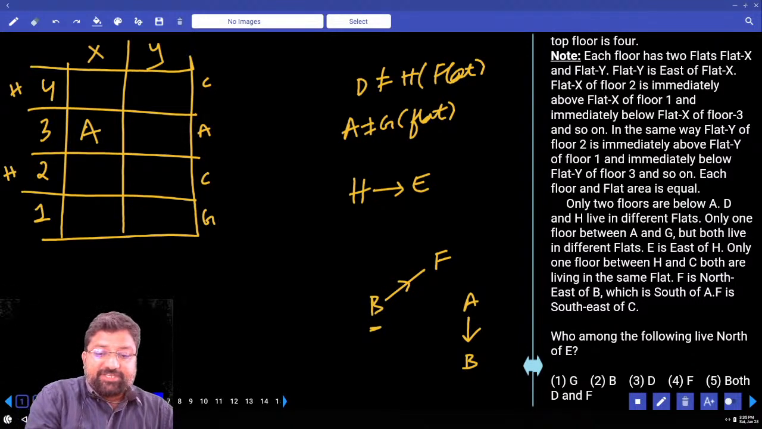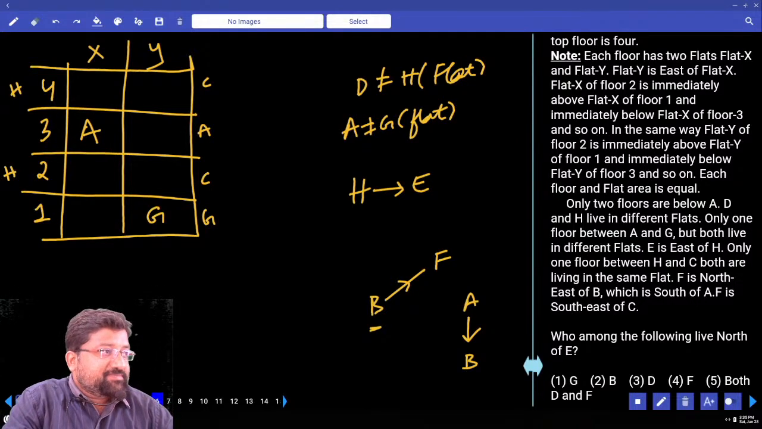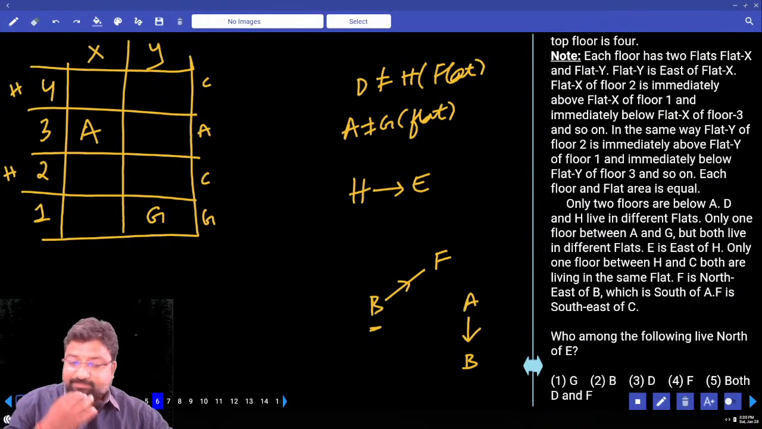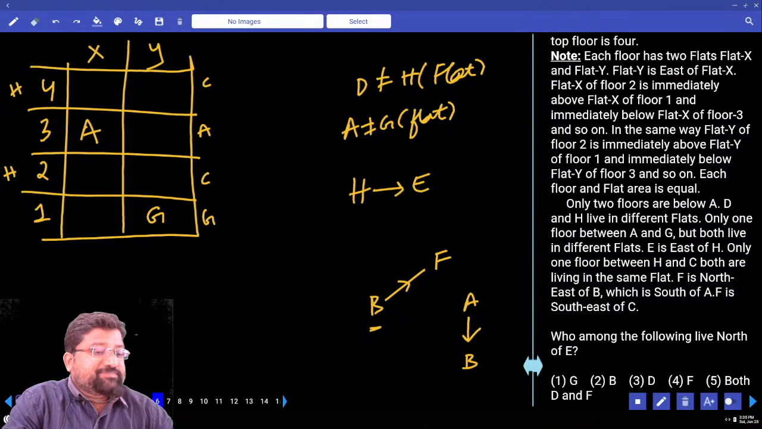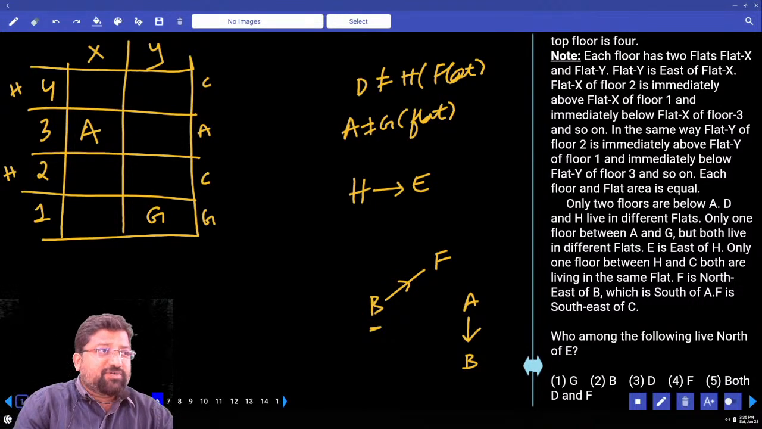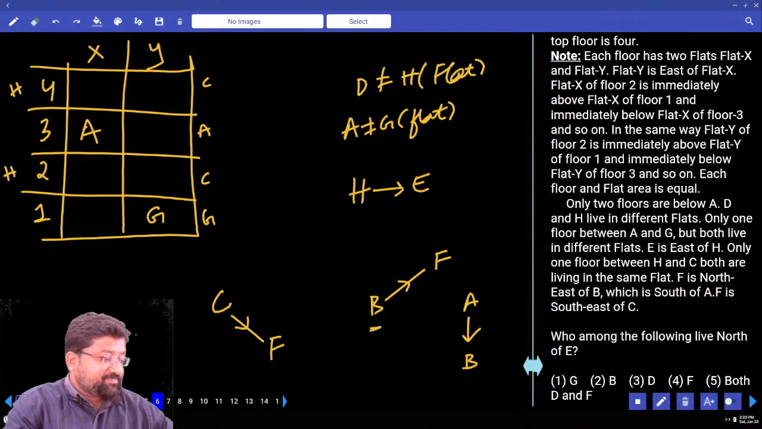A and G: same flat or different flats? So for sure this is G. Yes. What's the next line? F is to the southeast of C. If this is C, this is southeast.